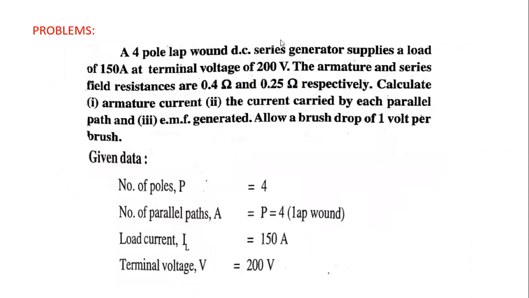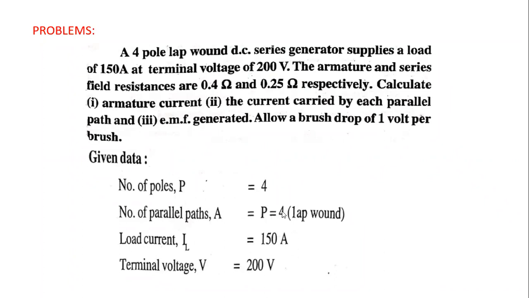Okay, coming to the problems for the classifications of DC generators. A 4-pole lap wound DC shunt generator supplies a load of 150 amperes. That means the load current IL is equal to 150 amperes. 4-pole means P is equal to 4. Lap wound means that in the lap winding A is equal to P.